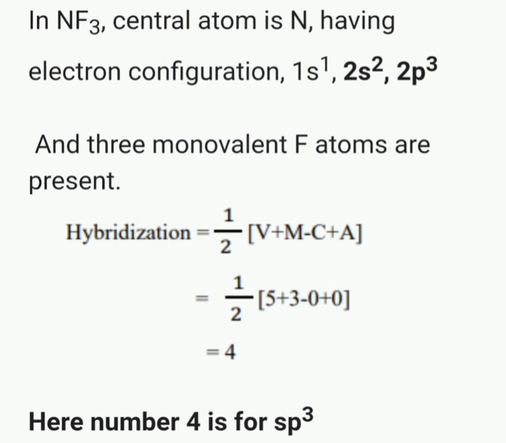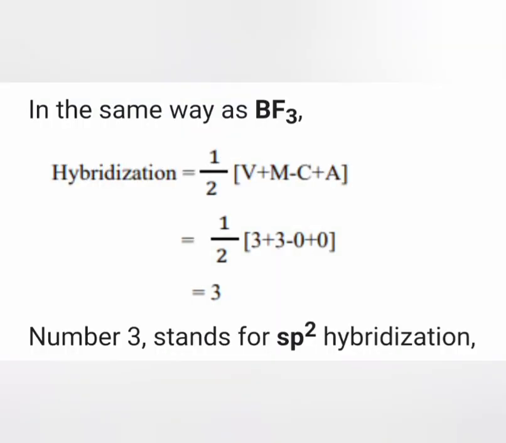So by filling the values, half into 5 plus 3 minus 0 plus 0, that is half into 8. 8 divided by 2 is 4. So the answer is 4. And you know the number 4 stands for sp3 hybridization. In the similar way, the next example is BF3.